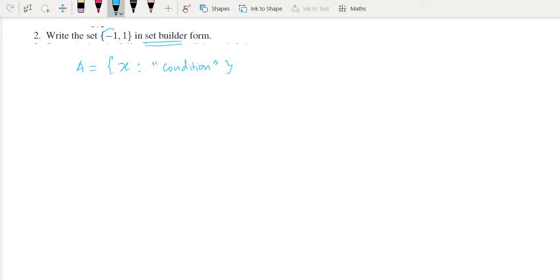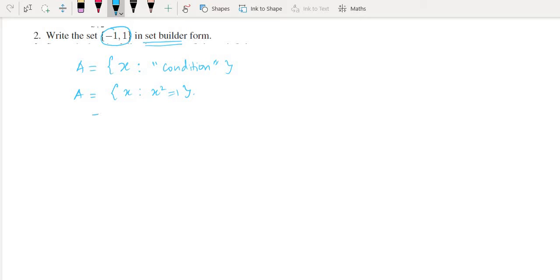So we have to find a condition which only can be satisfied by these two numbers, minus 1 and plus 1. So let me write that condition as set of all x such that x square is equal to 1. So this is one of the conditions.